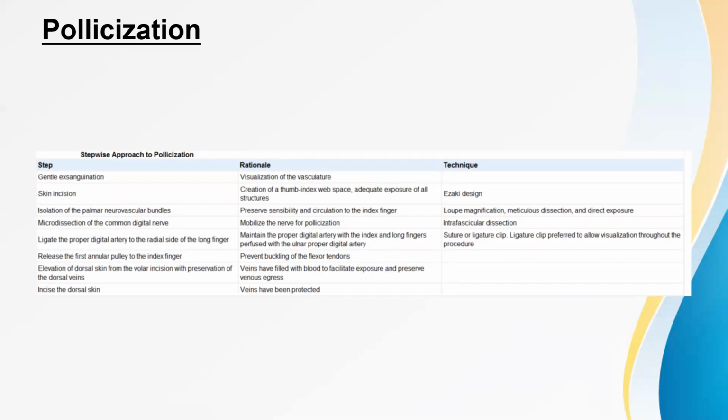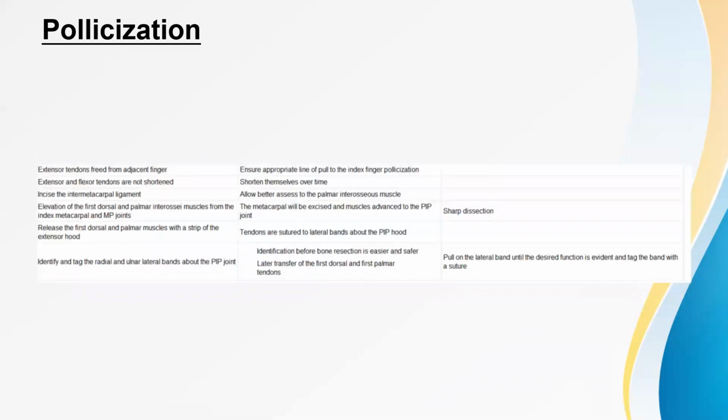We need to sacrifice the proper digital artery to the radial side of the long finger to improve the blood supply to the newly constructed thumb. Pulleys need to be released. Elevation of skin from the volar incision should be done to the dorsal veins, and another dorsal wound might be needed. The extensor tendons need to be freed with the flexor tendons. However, they should not be sacrificed because they will shorten with time.